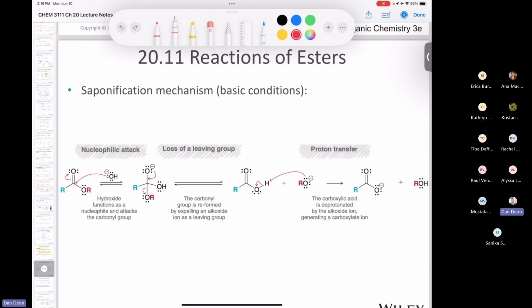And then we lose our alkoxide as our leaving group. And then the alkoxide comes around and picks up the proton. So at this point, the reaction is not done. This is step one, with the sodium hydroxide, right?